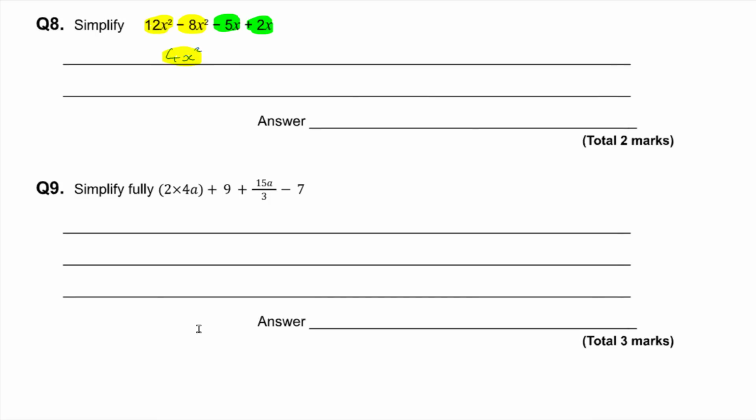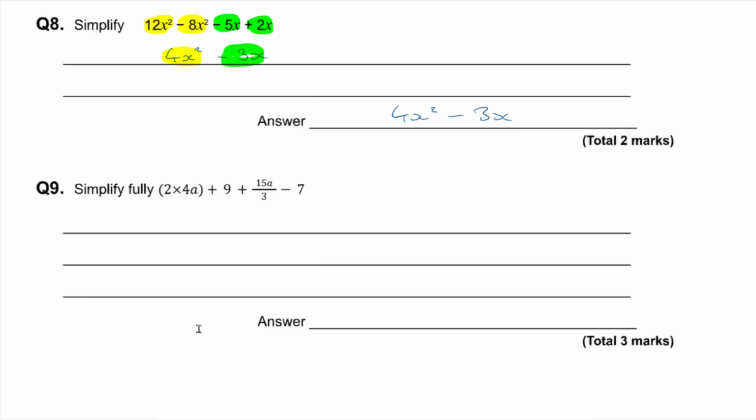And then minus 5x plus 2x. If you start at minus 5 on the number line, you add 2, it's going to take you up to minus 3. So that's going to leave me with minus 3x there. So that's what I get, 4x squared minus 3x.